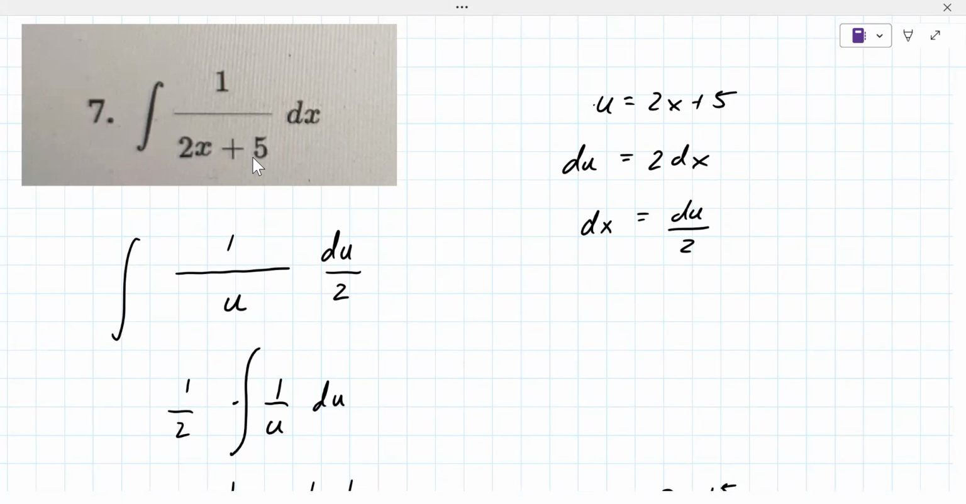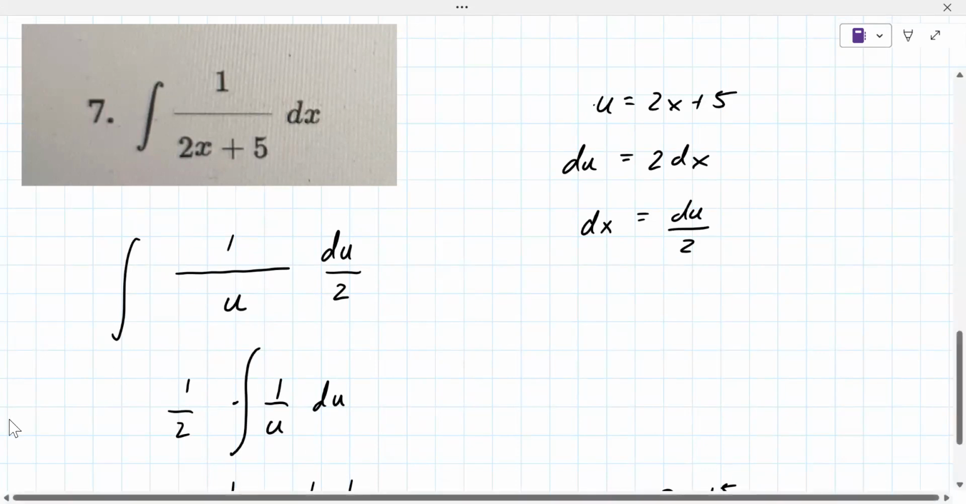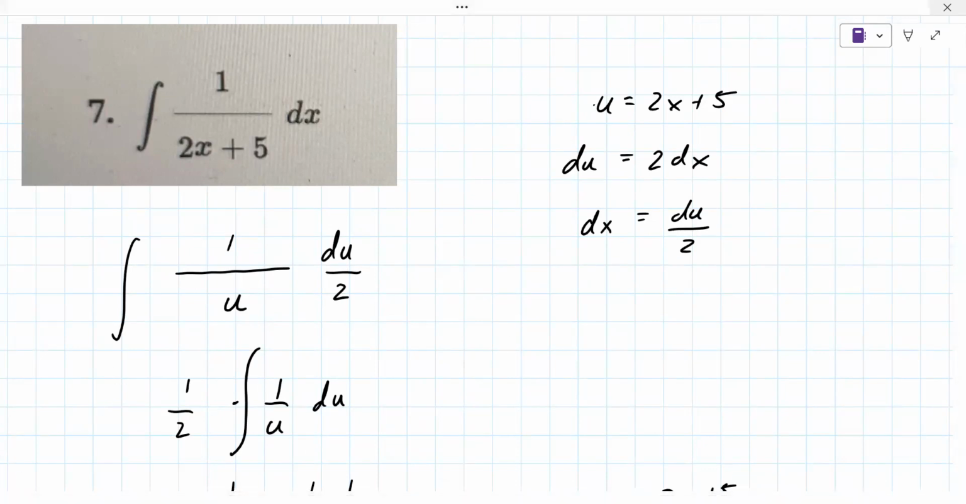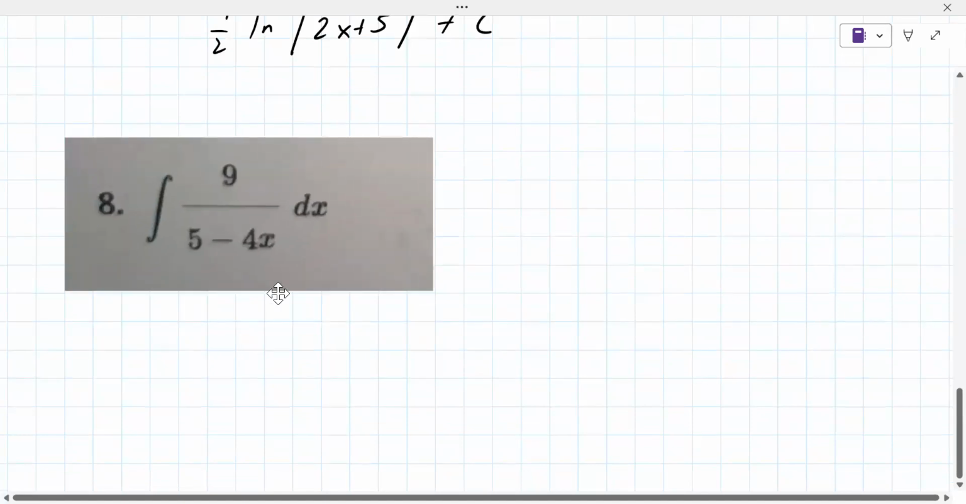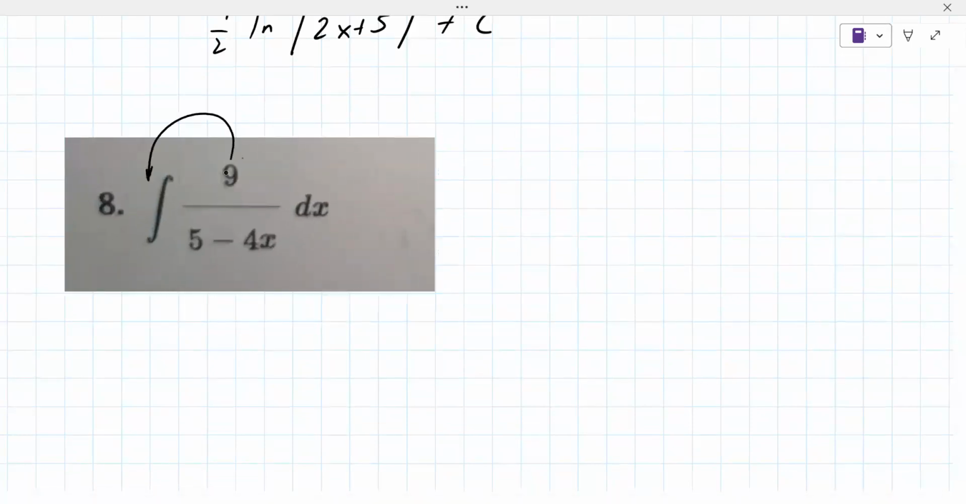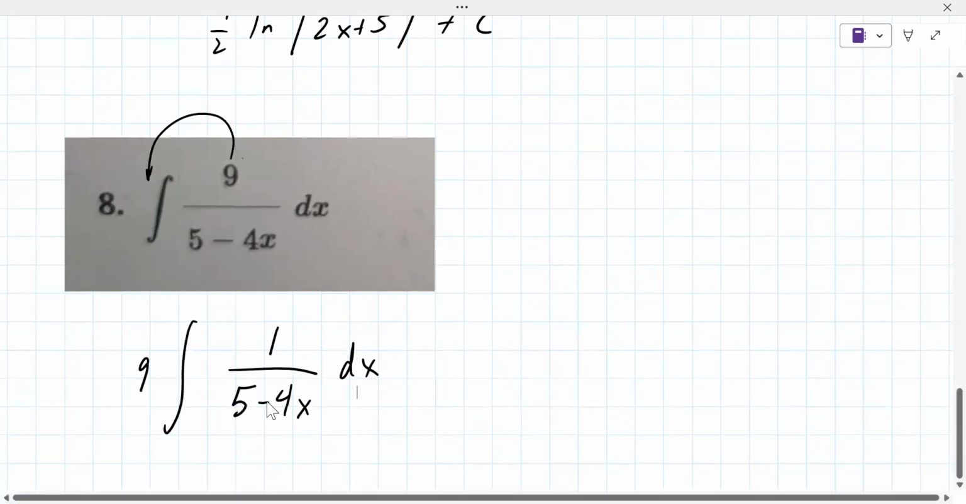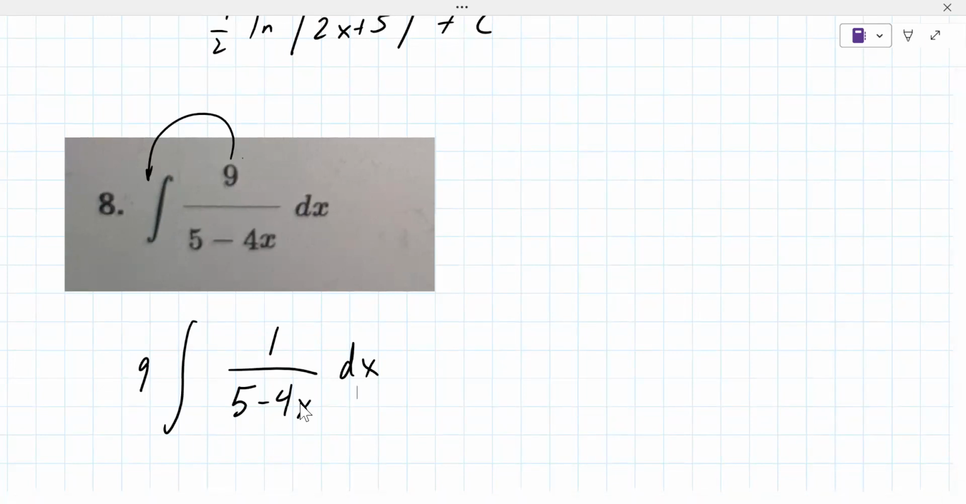Okay. I'd like you to try 8 before we move on to 9. For 8, I'll make a small adjustment. First, just pretend like that 9 is out here, so it's more like the previous problem. It's just 1 over 5 minus 4x dx. So you're going to make a u substitution for the bottom, just like the previous problem. You have to take its derivative, and you have to put it back in like that.